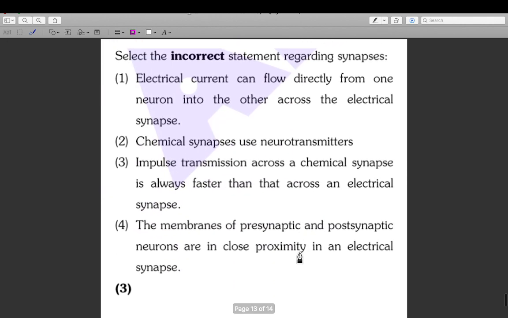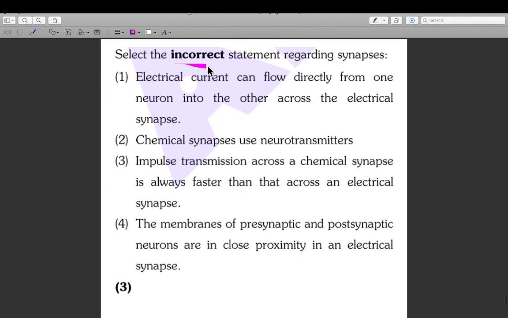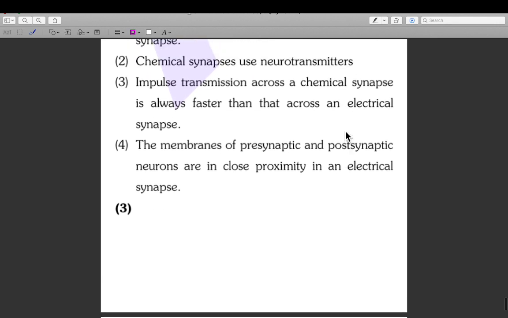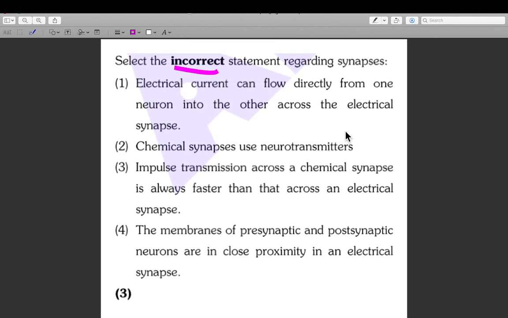Right. Let's move on. Select the incorrect statement regarding synapses. फिर से एक ही टाइप का क्वेश्चन they are asking. Incorrect statement पूछ रहे हैं so that you get confused and just select the correct option. So you are a smart child, don't do that. Always select the correct one. तो synapses के बारे में कौन सा incorrect है वो मार्क करना पड़ेगा.